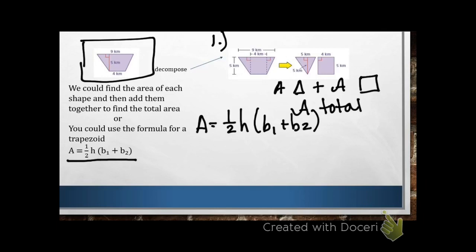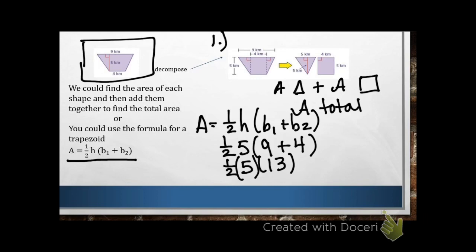So let's plug in the numbers that they've given us. We know our height is where the right angle is formed, and that is 5. Base 1, we're just going to go to the top, and we're going to make that the 9, plus base 2 is 4. Now I'm just going to solve, but I have to follow order of operations and do what's in parentheses first. So I have 1/2 of 5 times 13. 9 plus 4 is 13. So now I have 1/2 times 5 times 13.